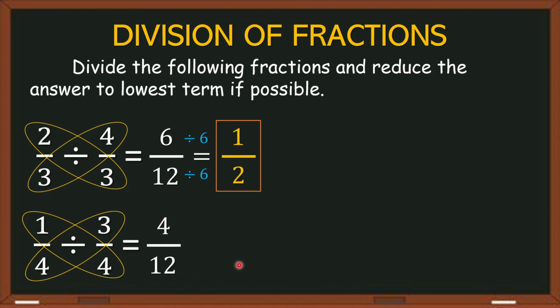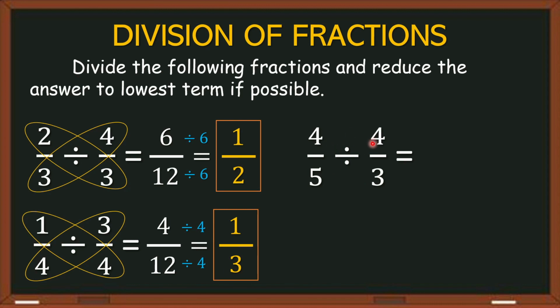So dahil ang 4 over 12 ay pwede pang i-lowest term, so ilo-lowest term pa natin yan. So ang pwedeng i-divide na number kay 4 at 12 ay 2 saka 4. So since 4 yung pinakamalaking number, 4 na yung gamitin natin. So mag-divide tayo ng 4 sa taas at sa baba. So simulan natin sa taas. 4 divided by 4 is equal to 1 over 12 divided by 4 is equal to 3. So nakuha nating sagot ay 1 over 3.